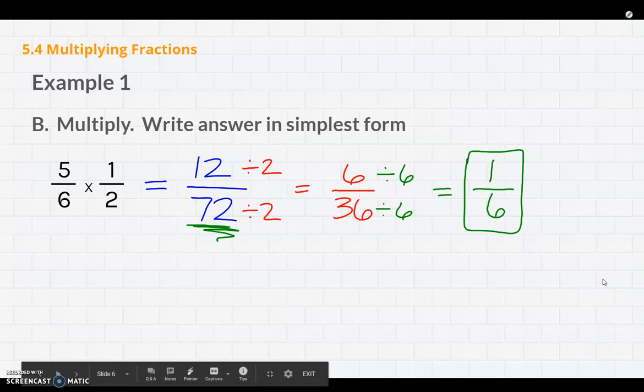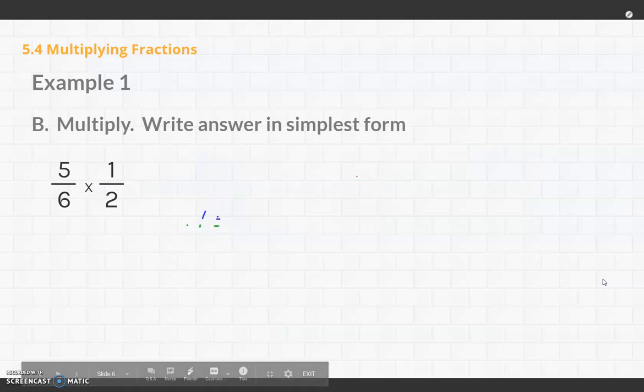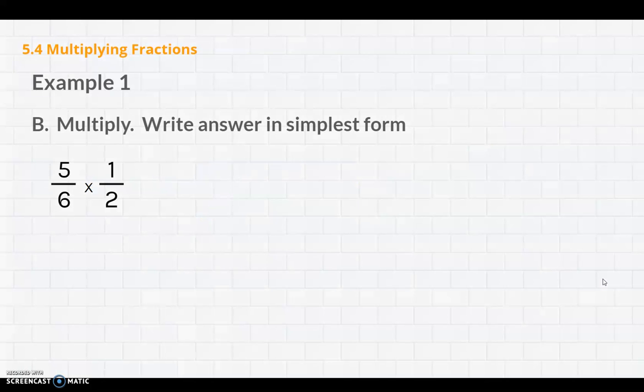Okay, let's try the next example. We've got 5/6 times 1/2. I might cross reduce first. So I look at my 5 and 2. Can 5 and 2 each be divided by the same number? No, because the only factors of 5 are 5 and 1. The only factors of 2 are 2 and 1. So, no, they cannot be. How about 1 and 6? Those cannot be simplified either. 1/6 is simplified. So we're going to skip cross reducing and just move right into multiplying straight across.